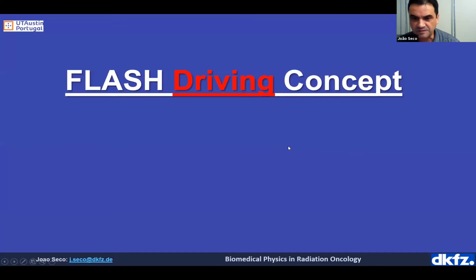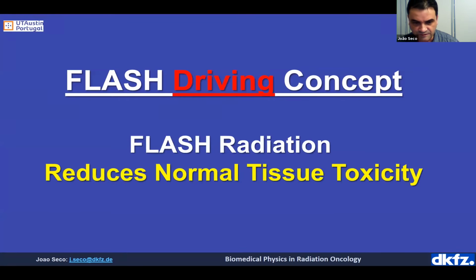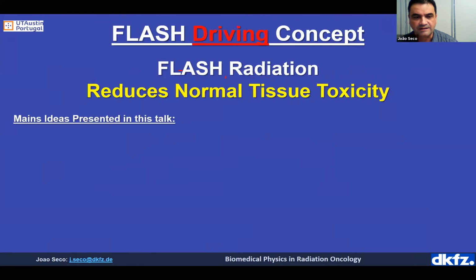Okay, so let's start with the key idea. I want this to be the first thing so that we have this right from the beginning. The driving concept of FLASH is its ability to reduce normal tissue toxicity. So that's really the reason, okay? And it does that without affecting tumor control. So very small differences in tumor control, but they are at the moment shown not to be significant. So the key is FLASH reduces toxicity. This is the driver.